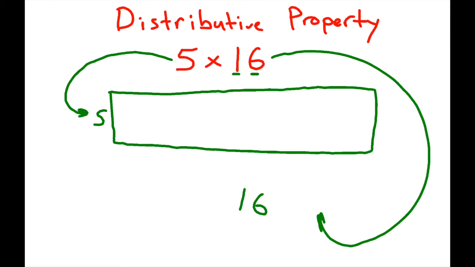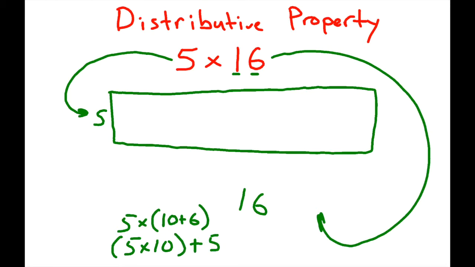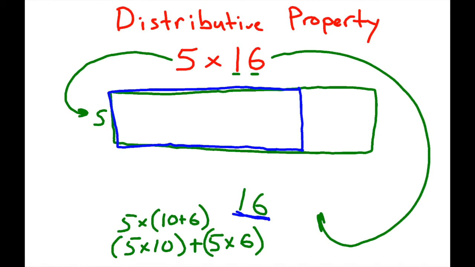What that would look like in an equation would be 5 times (10 plus 6), because 10 plus 6 is the same as 16, and then you can distribute it out to 5 times 10 plus 5 times 6. Let me demonstrate that with the rectangle. If I take my 16 and distribute it to 10 and 6, I end up with 2 separate rectangles. We'll say we've got a blue one here, and then we'll talk about a black one over here.